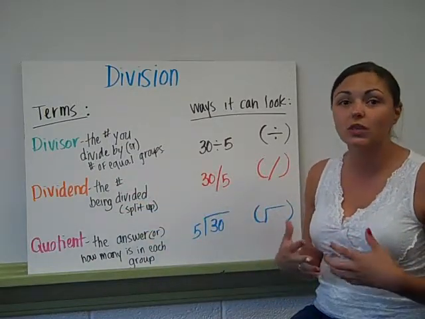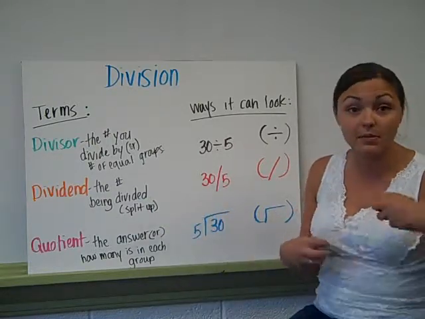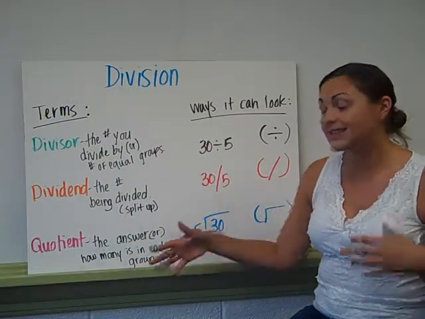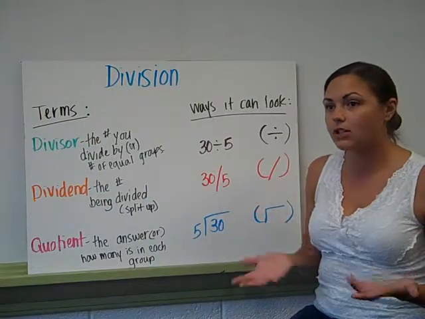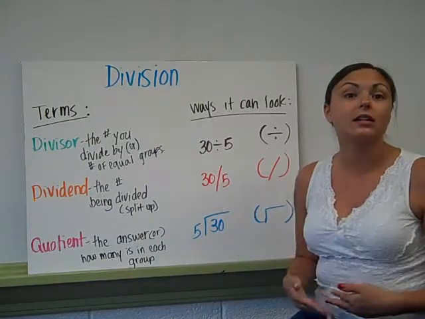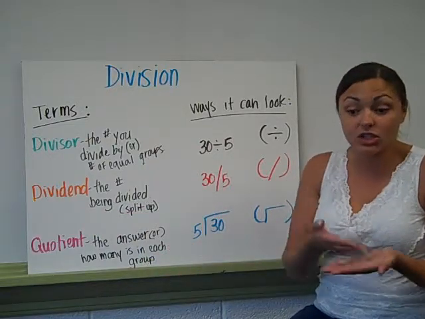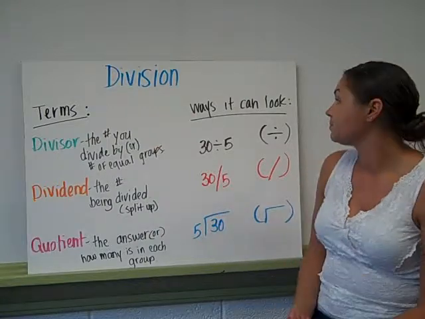So 22 is how many M&Ms I have. That's my dividend. That's how many M&Ms I'm going to split up. The quotient is the answer to a division problem. So if I have 22 divided by 2, each person is going to get 11 M&Ms. 11 would be the quotient. That's however many is in each of the two groups. That's how many we will get each.